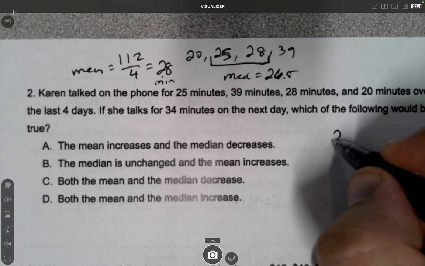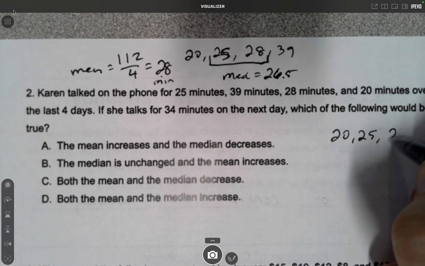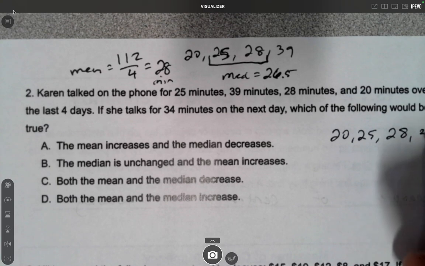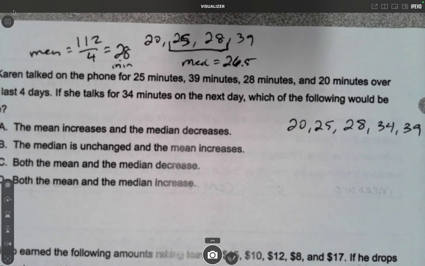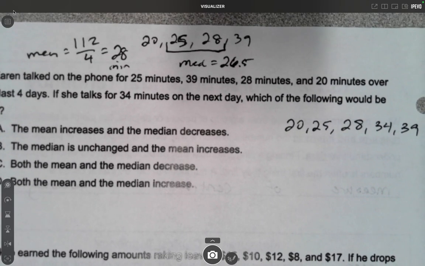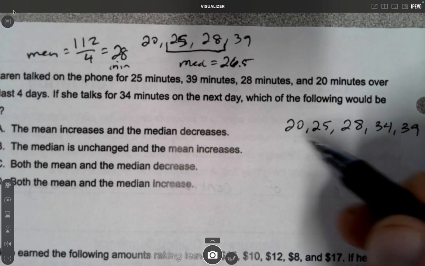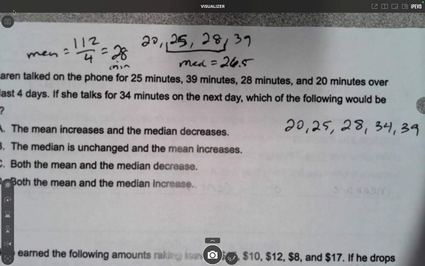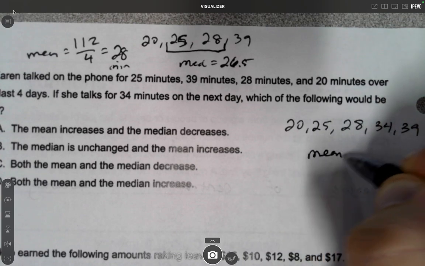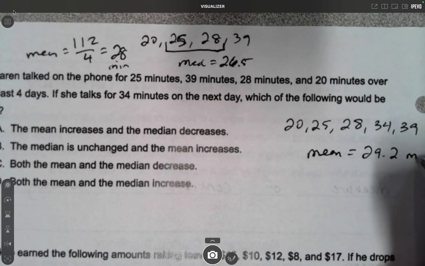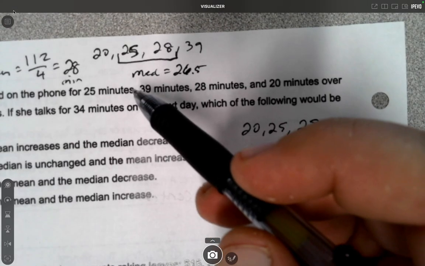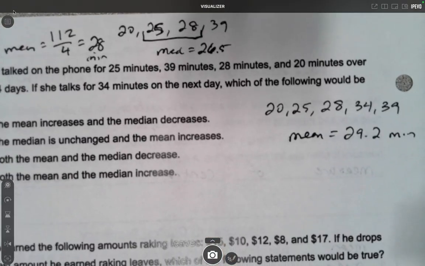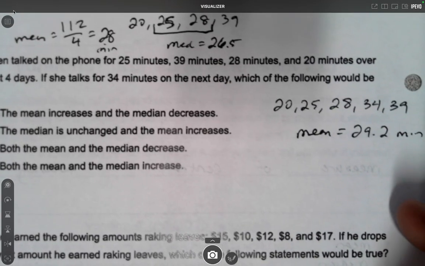So let's see what happens if we add in another single number of data. So if you add these 5 together and divide by 5, you get 29.2. So that shows the mean has increased. So we know the mean increases.